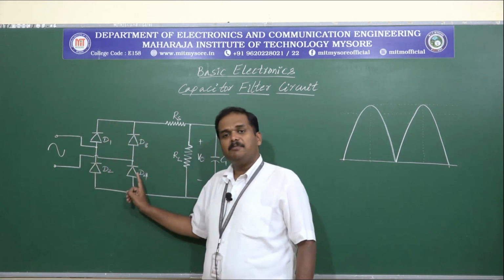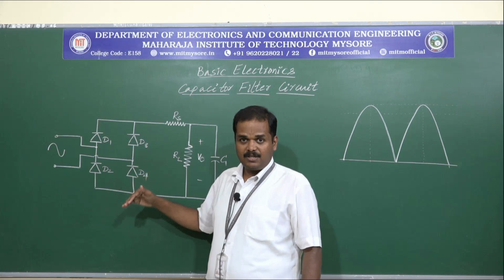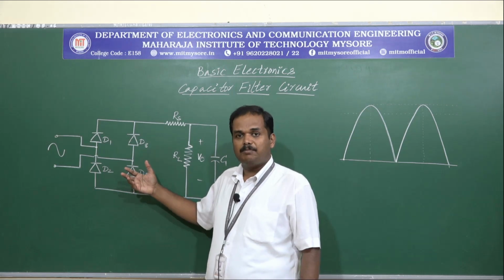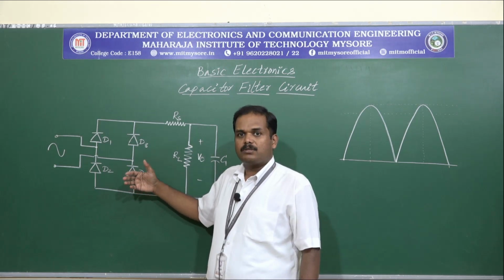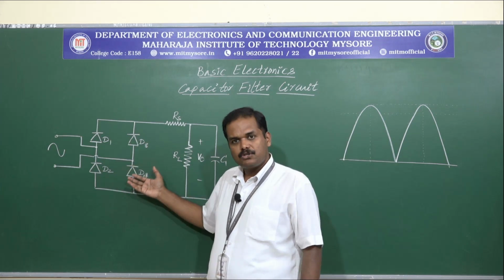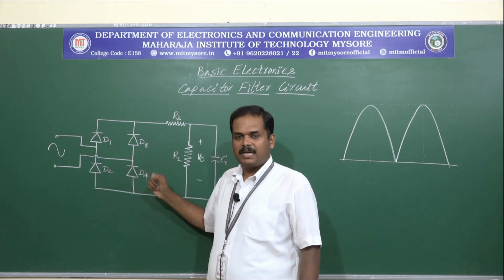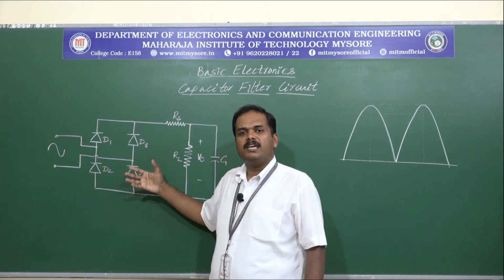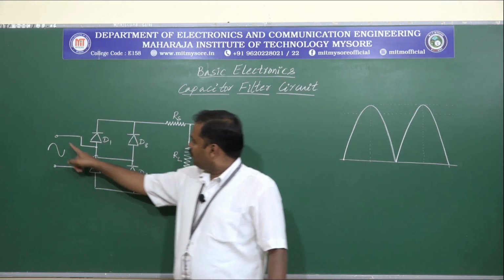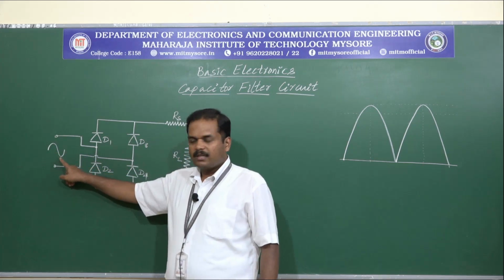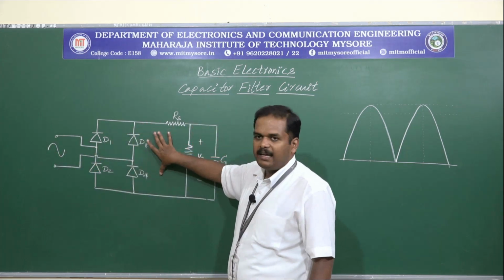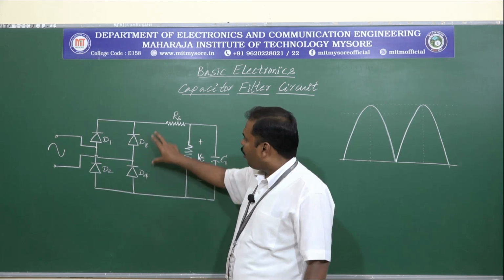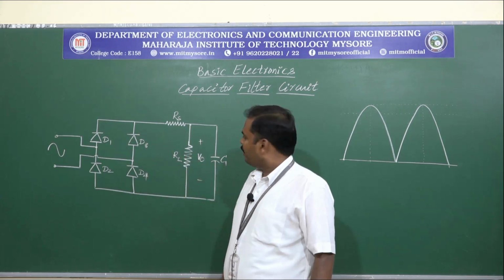This forms the bridge circuit. In the previous session, we had seen a circuit where the bridge arrangement was looking different than this. This is also considered to be a bridge arrangement. So D1, D2, D3, D4 form the bridge circuit, and we supply an AC signal to this. And here we will be getting the pulsating DC output after this particular point.